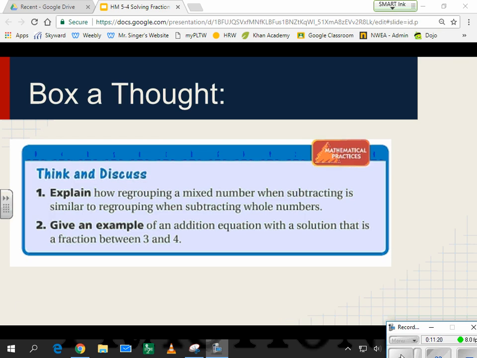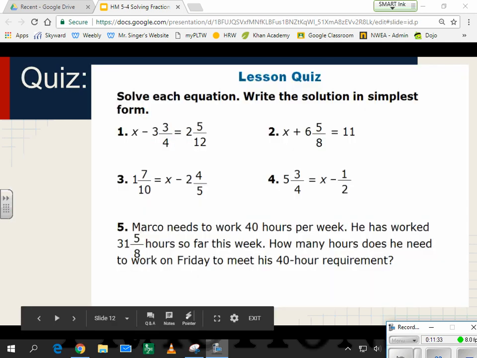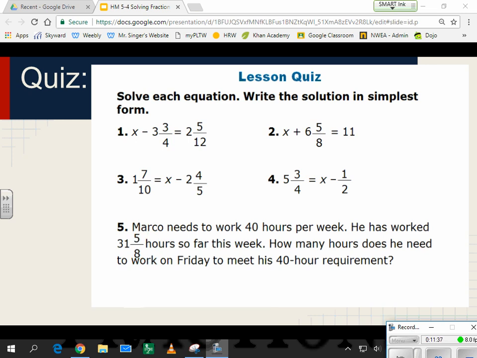Now it's time for you to do your box of thought. Only 2 questions to think about. And actually, I'll make it even easier for you. You only have to do the first question. Good luck. All right, so we saved some time in the box of thought. Here's your quiz. 5 questions. Do your best to show your work and your answers. Can't wait to see your results.